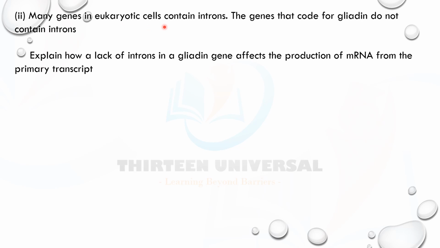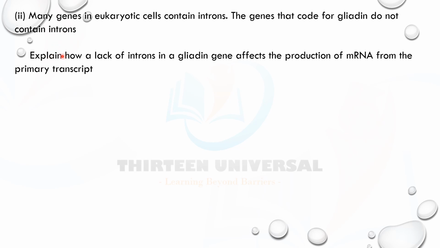Many genes in eukaryotic cells contain introns. The genes that code for gliadin do not contain introns. Do you understand what introns are? Remember, the most important skill in biology is memory, reflective thinking. If you can't remember intron, you can't do this question, guys. That is why when you're studying biology, study to understand, but also study to remember. Introns are non-coding sequences. Some of them are regulatory sequences that help to regulate the expression of genes.